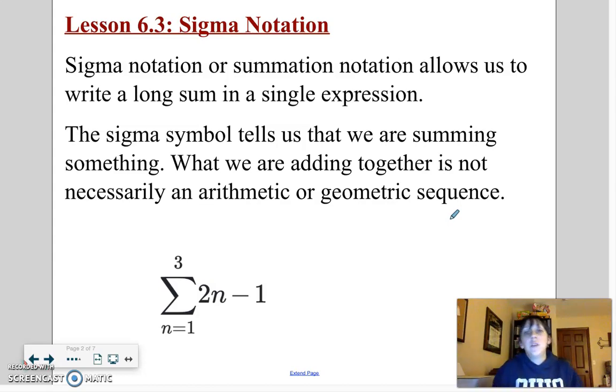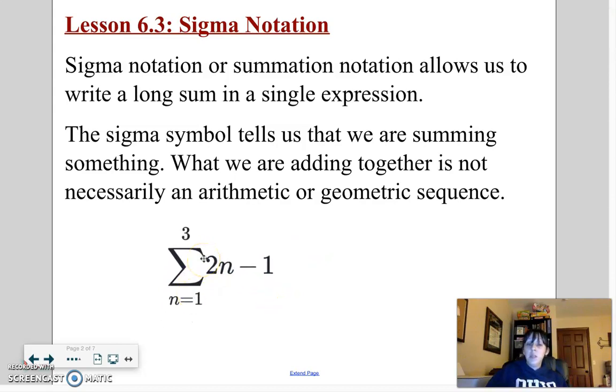So it says sigma notation or summation notation, you can say sigma or summation, allows us to write a long sum in a single expression. The sigma symbol tells us that we are summing something. What we are adding together is not necessarily an arithmetic or a geometric sequence. So this notation is just saying you're adding something together. You don't know whether it is arithmetic or geometric all the time.